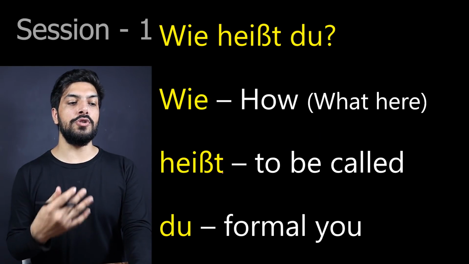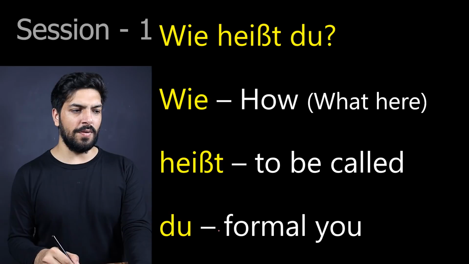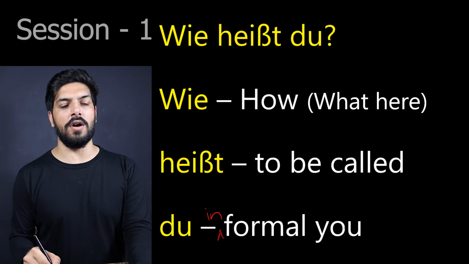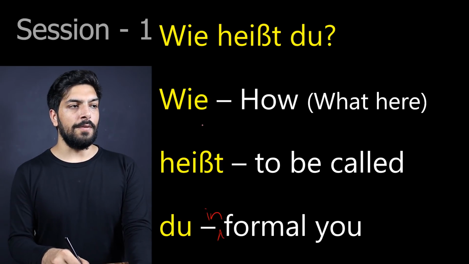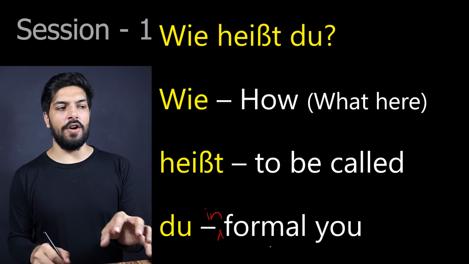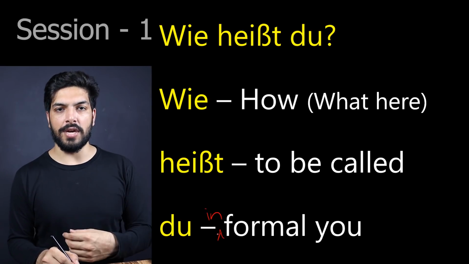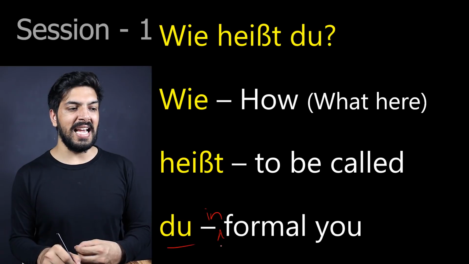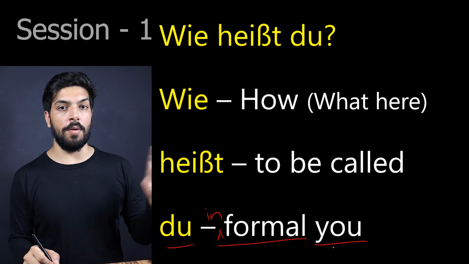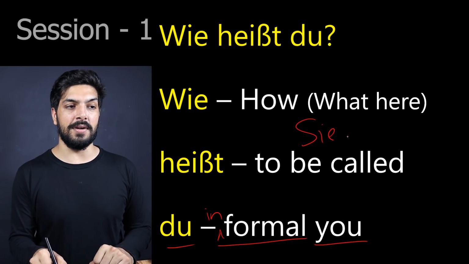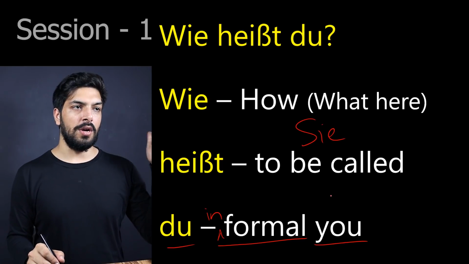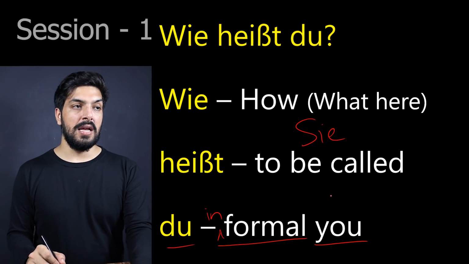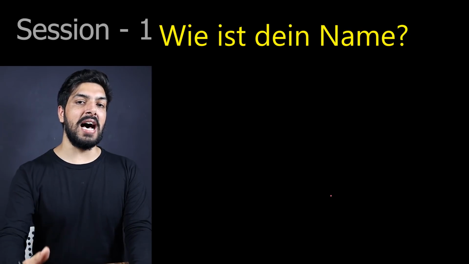Wie heißt du? Now I have written here informal, don't worry about this. This is the informal version of you. There's a mistake here. So wie heißt du is the informal way of asking what is your name. So du is informal you, not formal. The formal one was Sie, if you remember. We have seen that earlier. So wie heißt du?